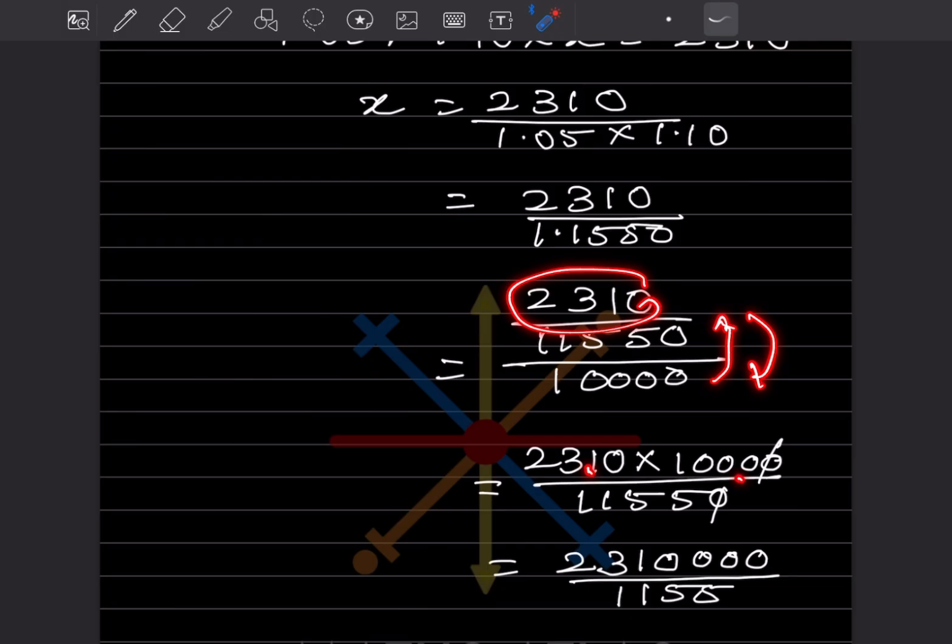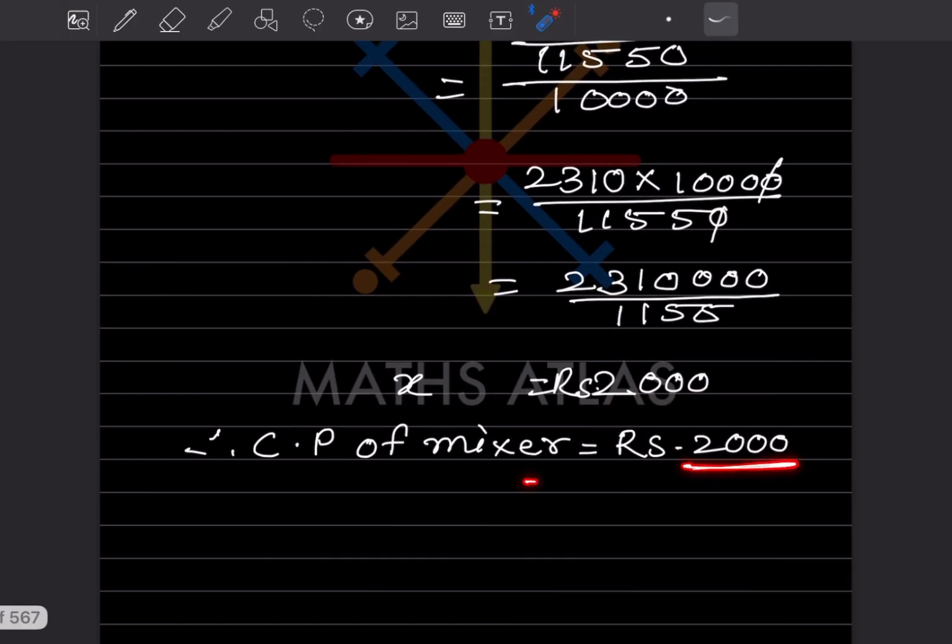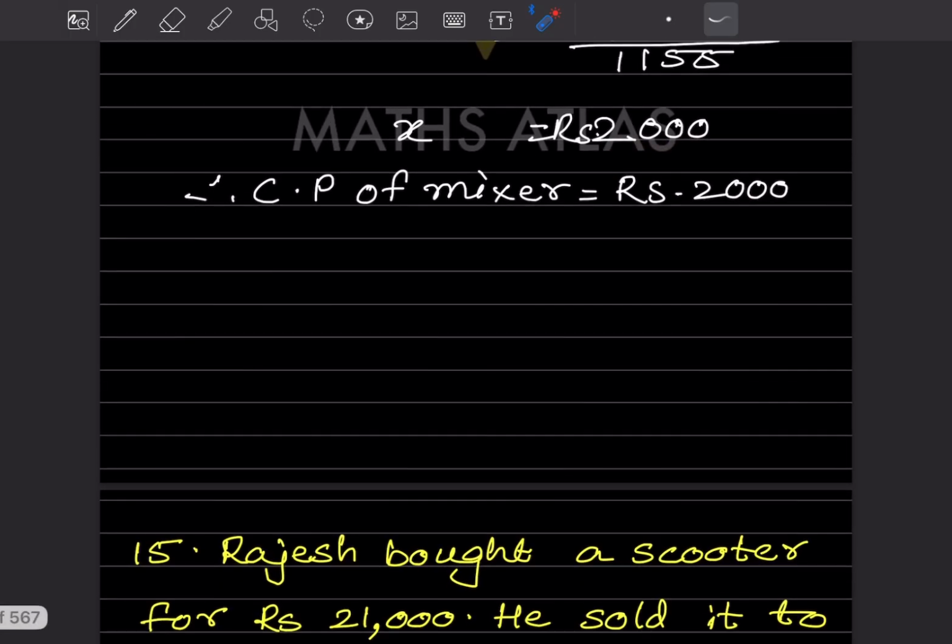So that will be 10,000 divided by 11550. After simplifying this, you get this part. So you have to divide it. So X is going to be 2000. So the cost price of the mixture is 2000, that is, the cost price is considered as X.